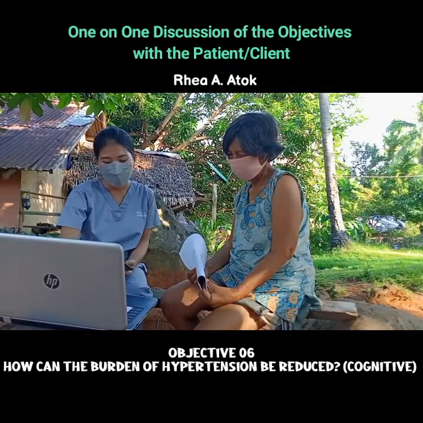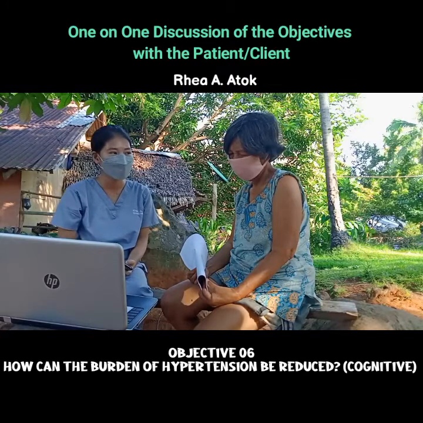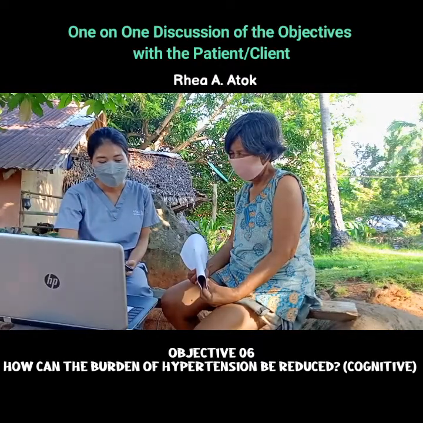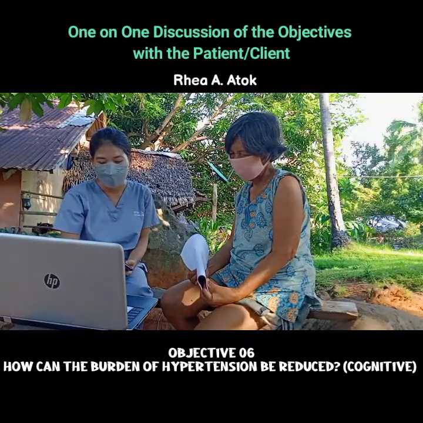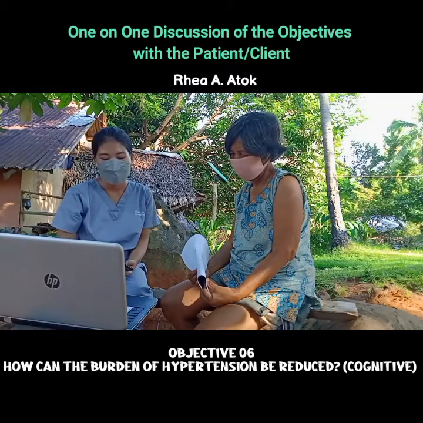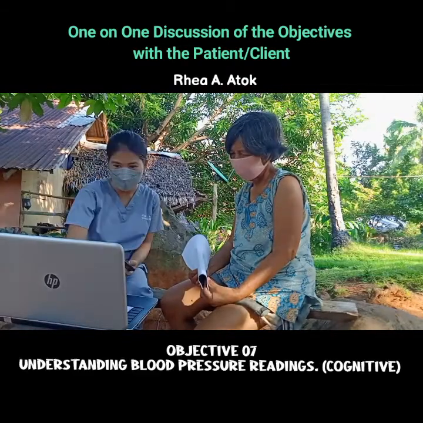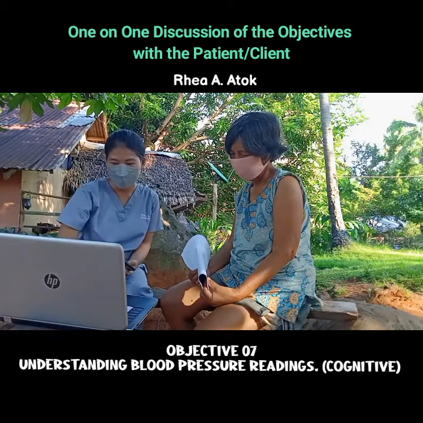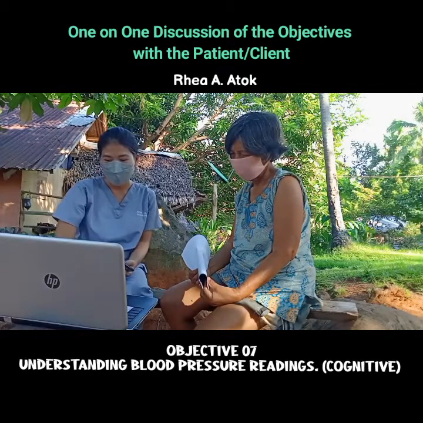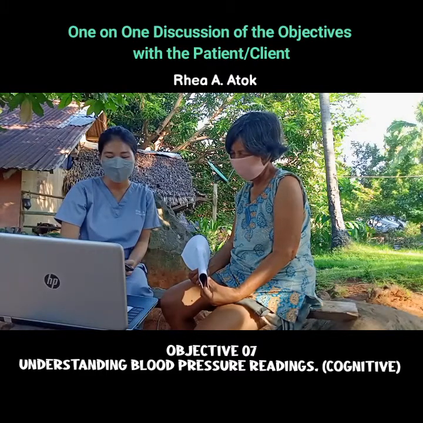Then the fourth one is to avoid smoking, avoid tobacco. The fifth one is to reduce alcohol. And lastly, be physically active every day. The second objective is understanding blood pressure readings.